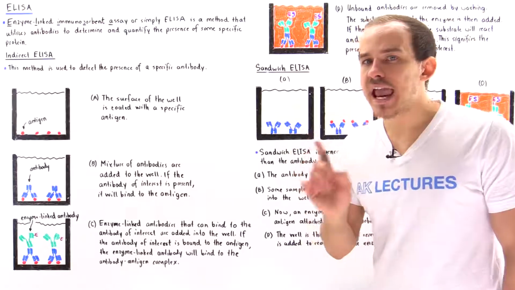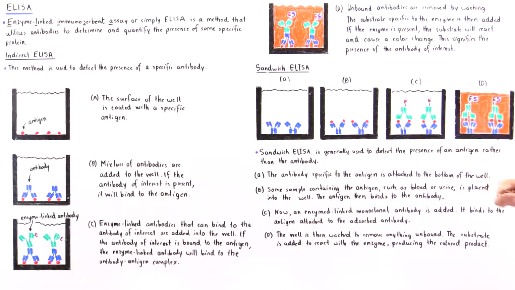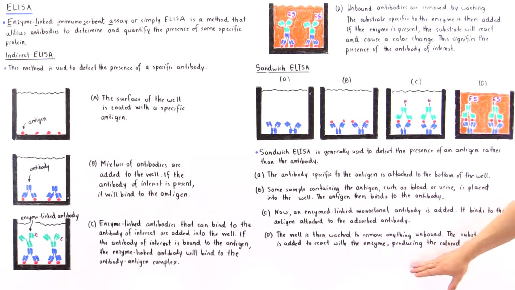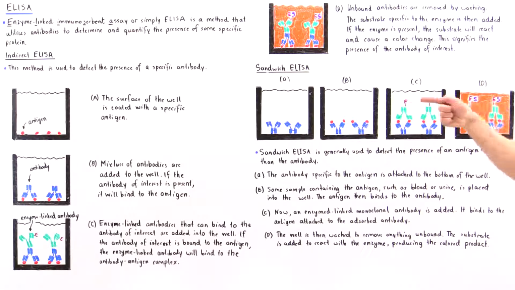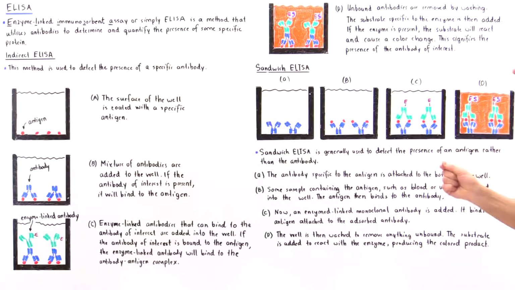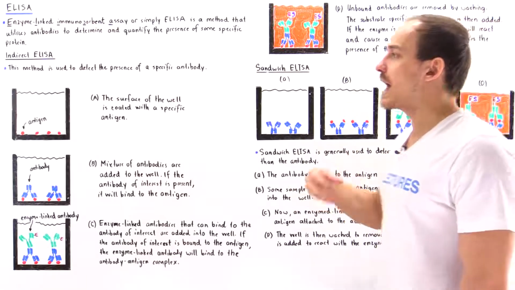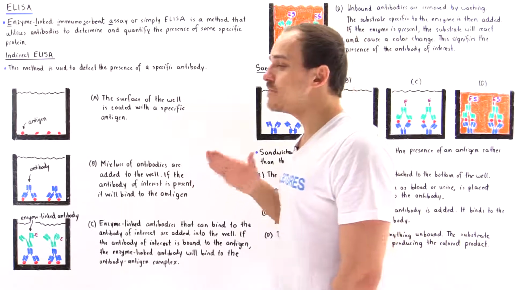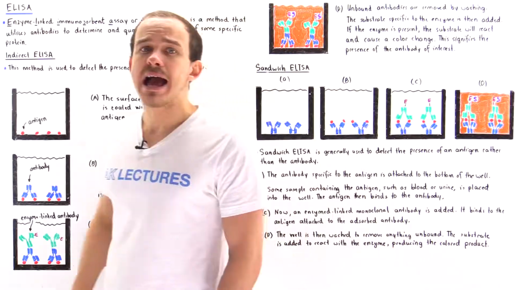Now, if the antigen was not present in our mixture, then this enzyme-linked antibody would have nothing to bind to. And so when we wash it in step D, we wash away that enzyme. And so when we add our substrate, because the enzyme would not be present in our mixture, that substrate would not be catalyzed and we would not form that product. And so no color change would take place if the antigen was not present in our mixture.